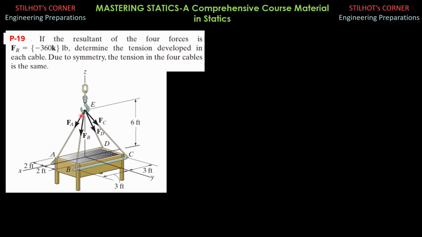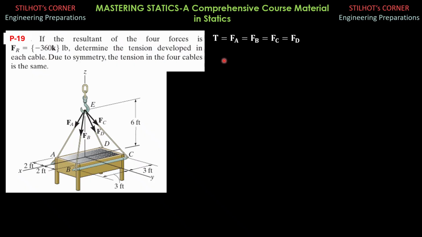So if I denote the tension in each cable as T, and it is equal to FA, FB, FC, and FD, then expressing T in vector form, it is equal to the magnitude of T, and let's represent that T by FA, then it is directed down, forward, and to the left. So take note, forward is the x-axis, rightward is the positive y-axis, and upward is the z-axis.